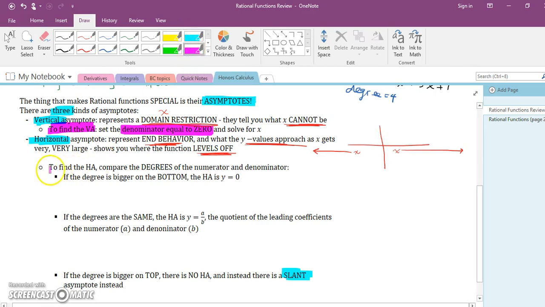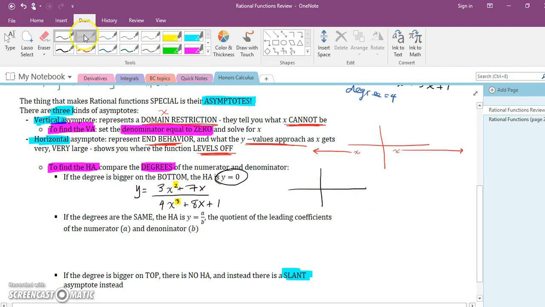To find the horizontal asymptote, you're going to have to remember these 3 cases, which you've seen before and worked with before, but in case you forgot them, I'm going to rewrite them here. I'd like you to write them down as well. You compare the degrees of the numerator and the denominator. If the degree is bigger on the bottom, the horizontal asymptote is 0. An example of that would be 3x squared plus 7x over 4x cubed plus 8x plus 1. The degree on top is 2. The degree on the bottom is 3. The degree on the bottom is obviously bigger than the degree on top, so the horizontal asymptote there would be 0.